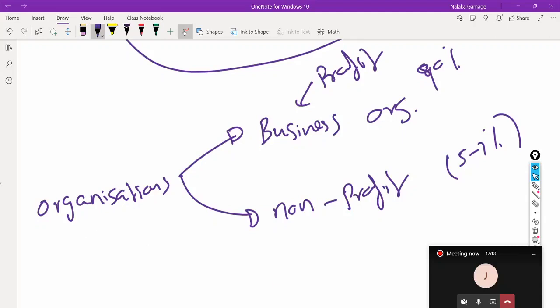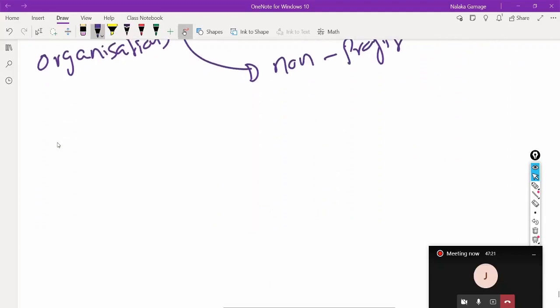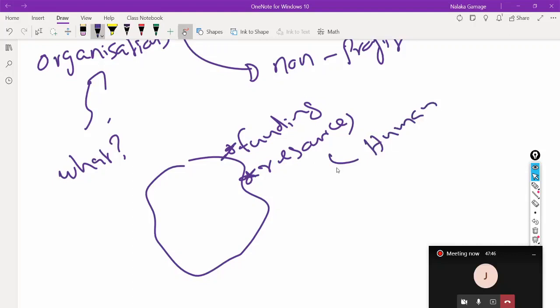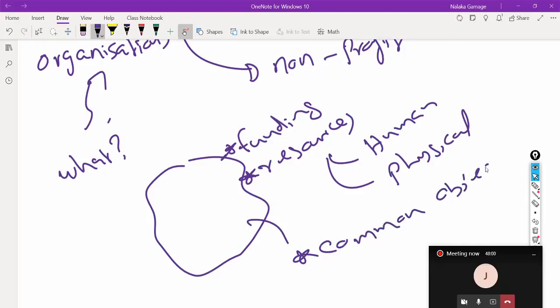Okay, right. So what is an organization? An organization is an entity which has some resources. Of course, it has funding. Someone has to fund it, whether it's a business or non-profit or whatever, and there are resources like human resources, physical resources, right? And of course, they are working to achieve a common objective. Every organization has a common objective, and everyone in that organization is working to achieve that common objective. So that is very, very important.